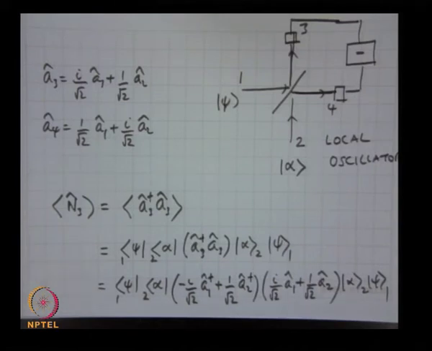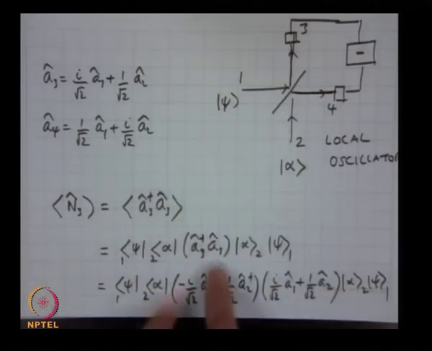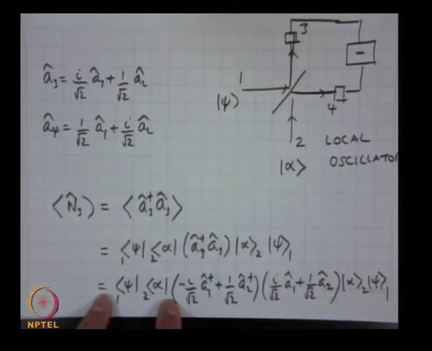Please note the procedure. What I am writing is the output operators, the operators corresponding to the output states, are represented in terms of the operators corresponding to the input states. A3 is written in terms of A1, A2, A4 is written in terms of A1, A2, and for calculating the expectation values, I assume the state that is input into the system. So in this picture, the states do not change, but the operators have got changed, and I can find all expectation values.